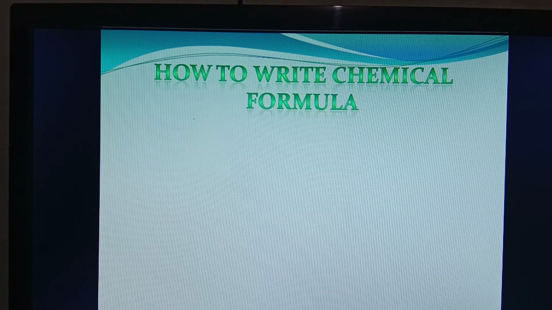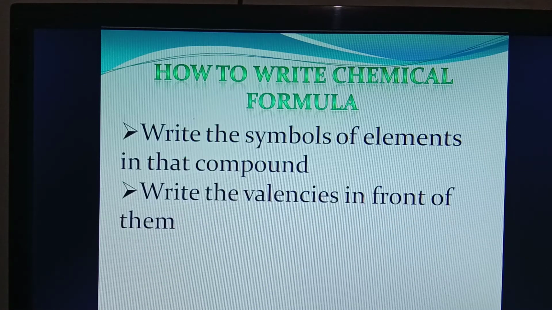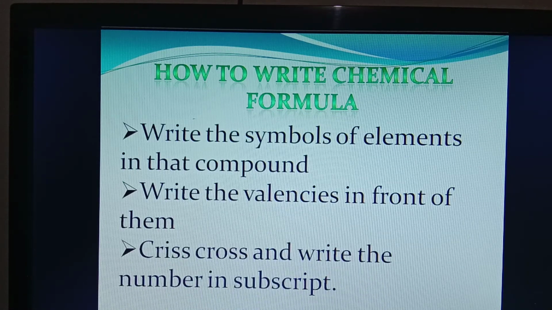Now let us see how to write chemical formula. First write the symbols of the elements in that compound. Then write the valency in front of that symbol. Okay. Next, crisscross and write the number in subscript. I hope you know what is subscript, right? It is the number written smaller than the other fonts. Okay, you must have learnt in computers.